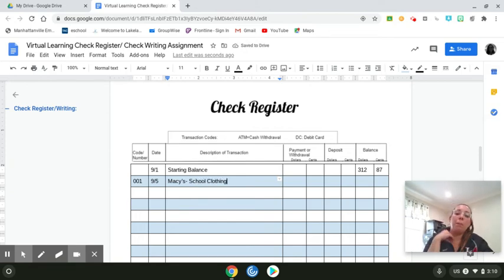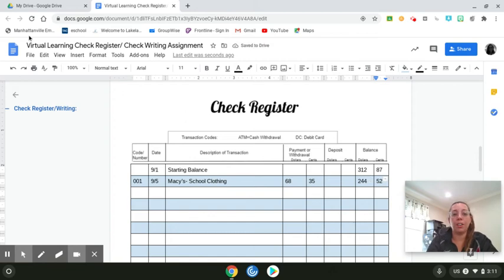Now, if we're paying Macy's, then we need to put the $68.35 into the payment column. And what we do at this point is we take our last known balance and we subtract, because we're making a payment, we subtract $68.35. And when we do that math, we're going to get $244.52. That is the answer that we should have there.